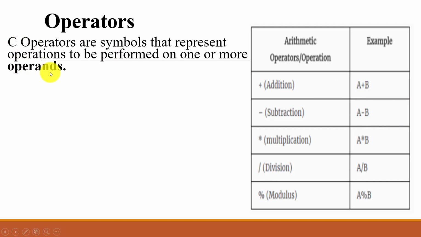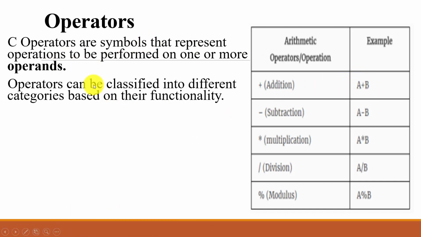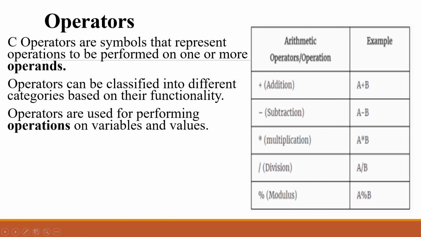Now what is meant by operands? Operands are nothing but values, or operands are nothing but variables. So the operator performs some operation on these operands. Operators can be classified into different categories based on their functionality. Later on we are going to discuss the basic classification or categories of operators. Operators are used to perform some operation.